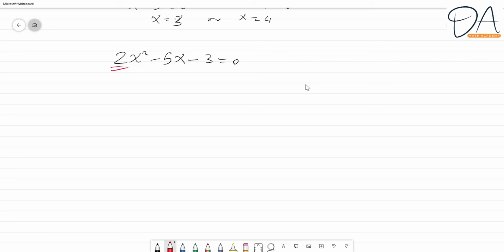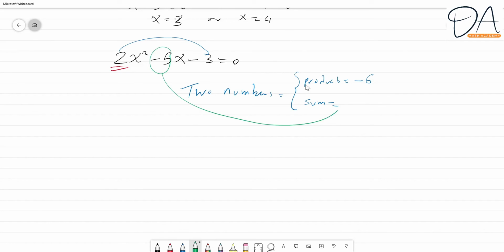What we'll do here is look for two numbers. And these two numbers need to satisfy two things. First, their product is a times c. So 2 times minus 3 gives you minus 6. And then their sum should equal the b coefficient, which is minus 5. So we're looking for two numbers that, when we multiply them, give us minus 6, and when we add them, give us minus 5.